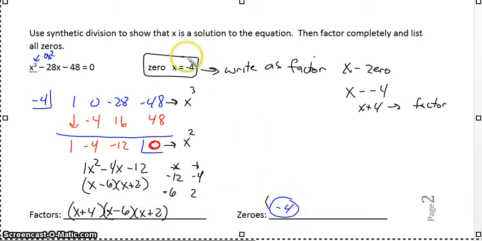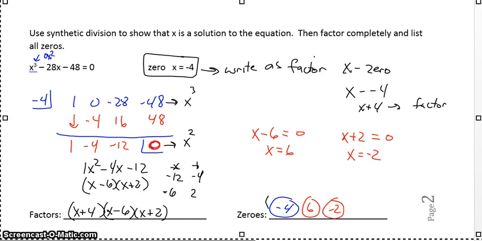I already have one of the zeros because they gave it to me. And the way that I find the other 2 zeros is I set my factors equal to 0. So x minus 6 equals 0 gives me a value of 6 as a 0. And x plus 2 equal to 0 would give me a negative 2. And so now, again, I had a degree 3 polynomial, I've got 3 factors, I've got 3 zeros. So it's always good to stop and check to make sure that you have that. Now, you're not always going to get 3 factors if it's degree 3, but most of the time you should. And this is an example of where I do get all 3.